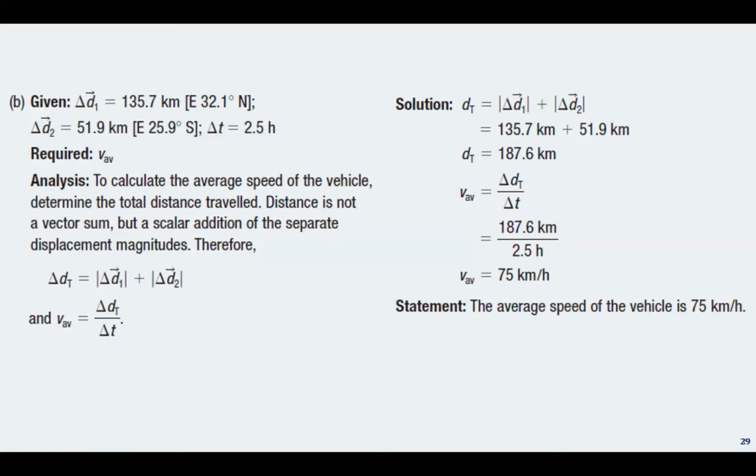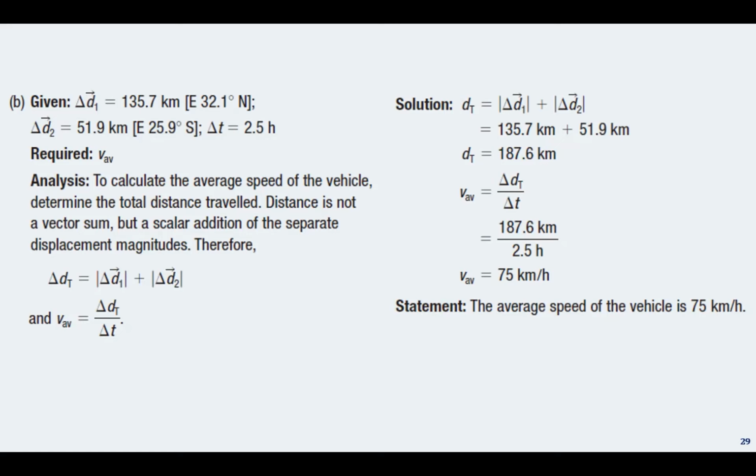So in question B, we're given delta D1 is 135.7 kilometers. Direction is also given. So for delta D2, also we know the magnitude and direction. And delta T is also 2.5 hours. So this time we want the average speed, right? Which is denoted by V average. So average speed is total distance traveled over the total time used.